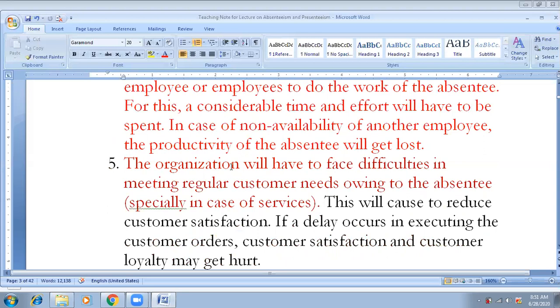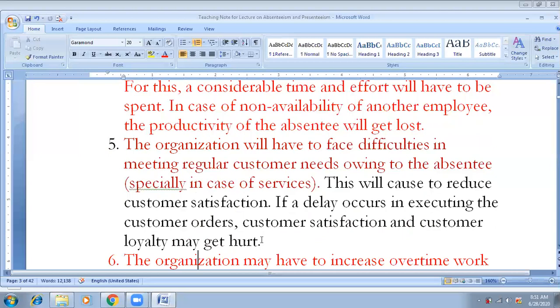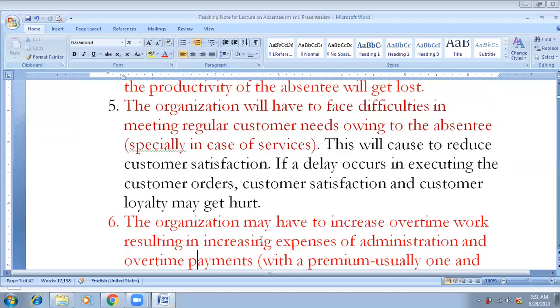Then number five, the organization will have to face difficulties in meeting regular customer needs owing to the absentee, especially in case of services. This will reduce customer satisfaction. If a delay occurs in executing customer orders, then customer satisfaction and customer loyalty may get hurt, resulting in a decision not to buy, not to revisit. They are serious decisions which are disadvantageous for the organization.